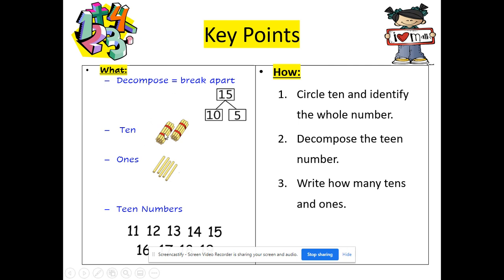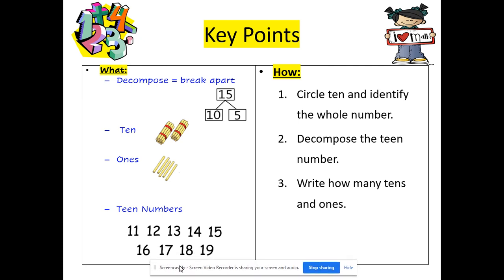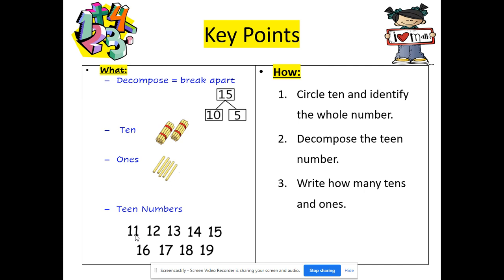And here, we see two tens. Why two tens? Because there's 10 sticks in each little bunch. So there's two tens. We also need to know what ones are. And here we see the sticks by themselves. So since they are not in a group of 10, they are ones. And here we see 5 ones. Then we also need to know what teen numbers are, which we've reviewed before. And remember, teen numbers are any number between 11 through 19.